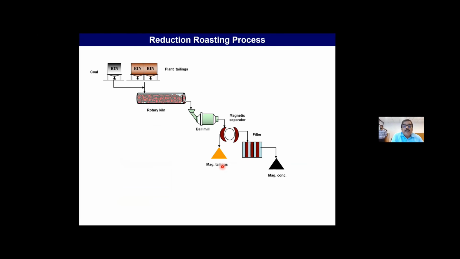Once the reduction is done, then you have to grind to its liberation size, then do the LIMS. It is easy to filter, because after reduction roasting you do not require a pressure filter. Both tailing as well as concentrate you are able to filter.